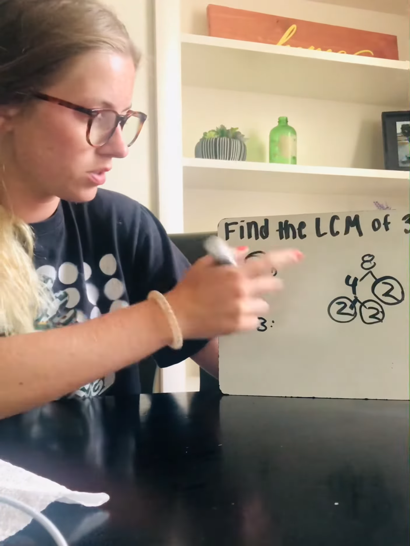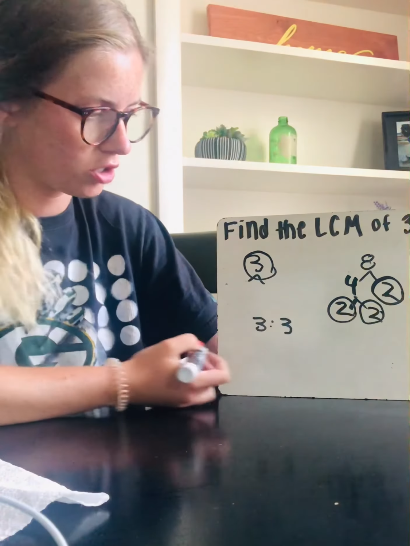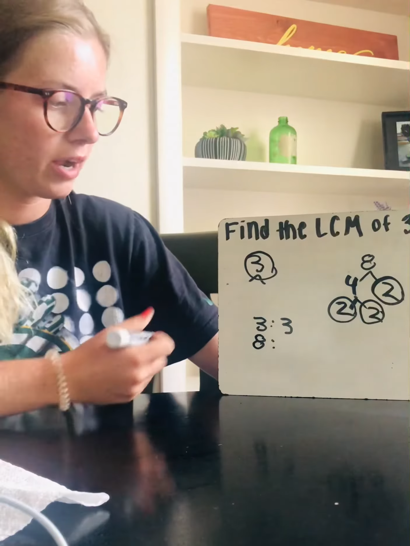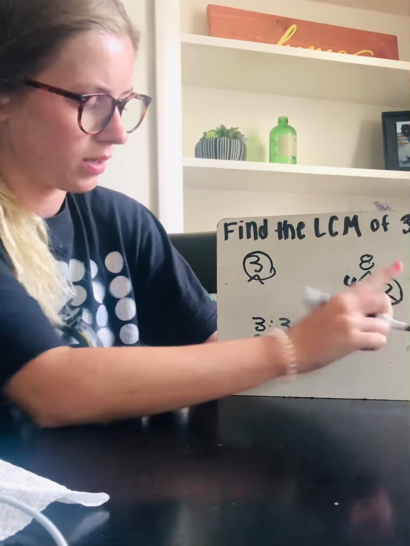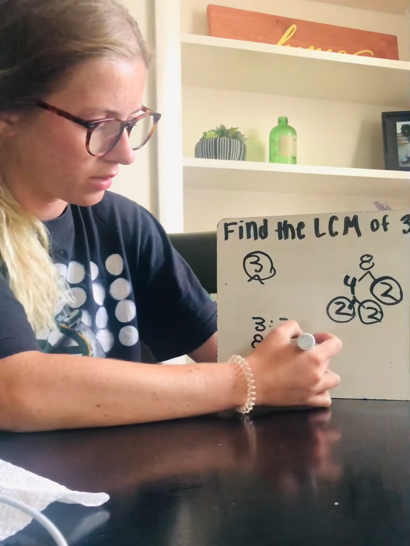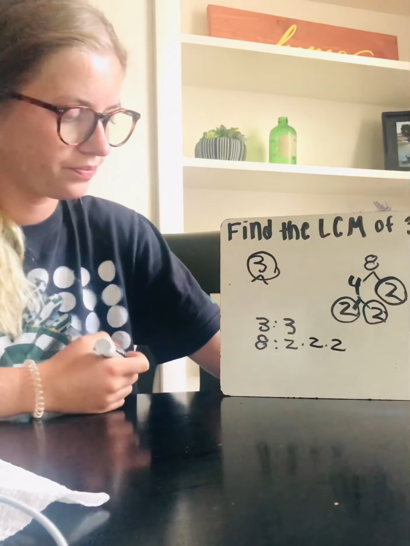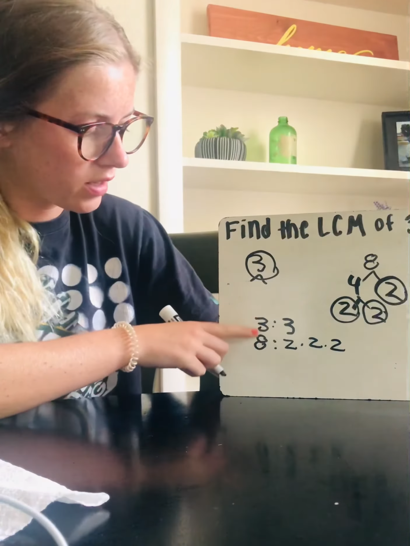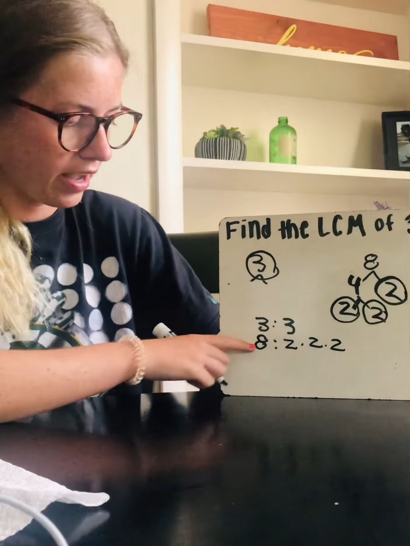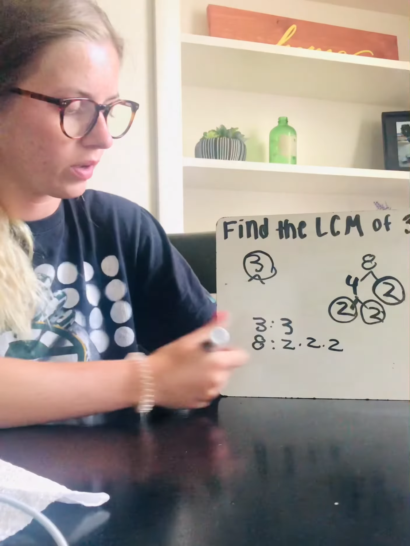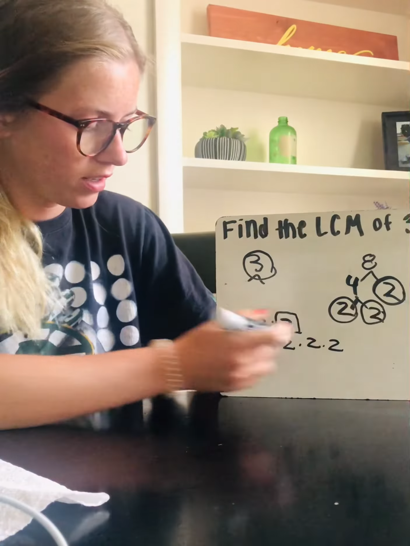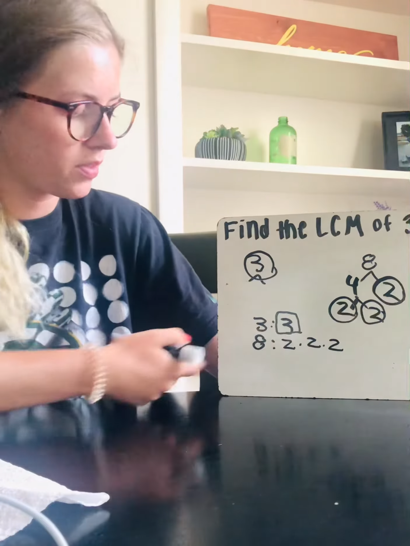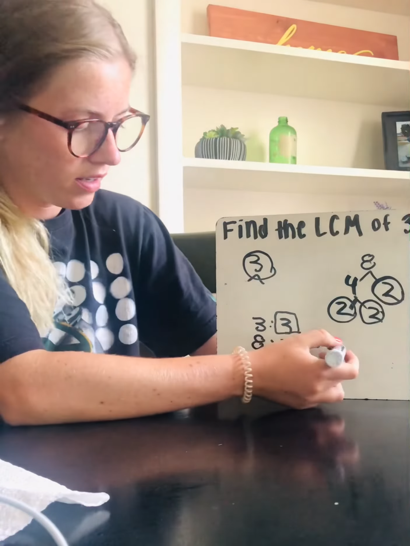So for 3, it was already in its prime factorization. It's just 3. For 8, the prime factorization is 2 times 2 times 2. So I'm going to write that 2 times 2 times 2. Then students will look to see who has the more 3s, 3 or 8. Well, 3 automatically wins. It's the only one that has a 3. And then you'd look again, who has the most 2s? Well, 8's the one with all the 2s, 3 does not have any.